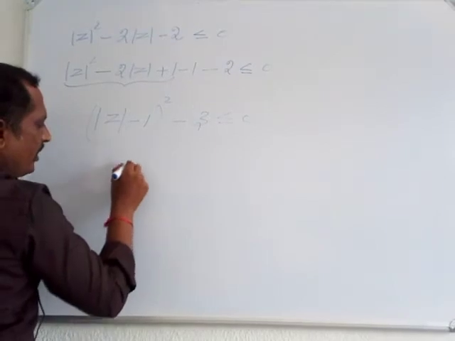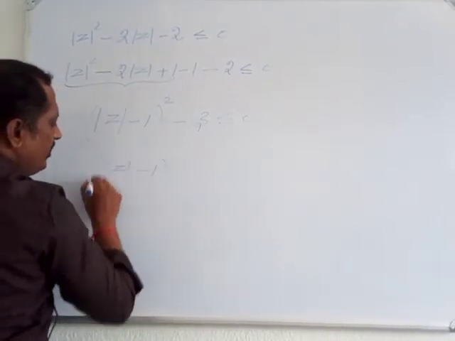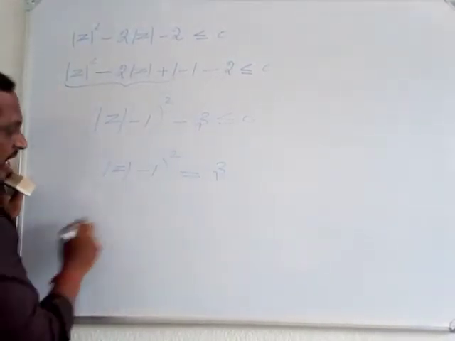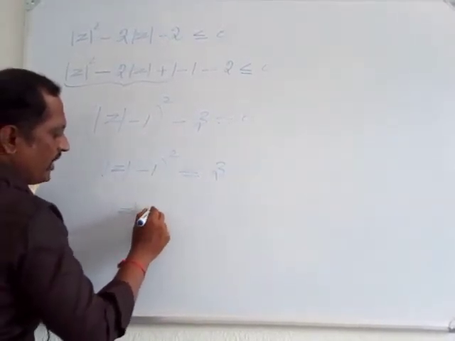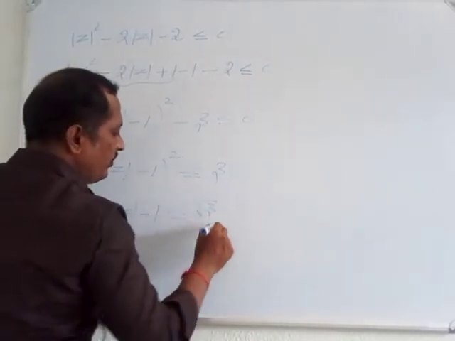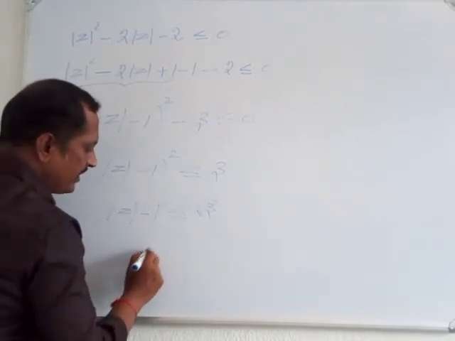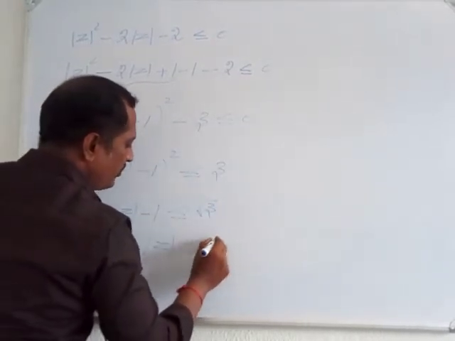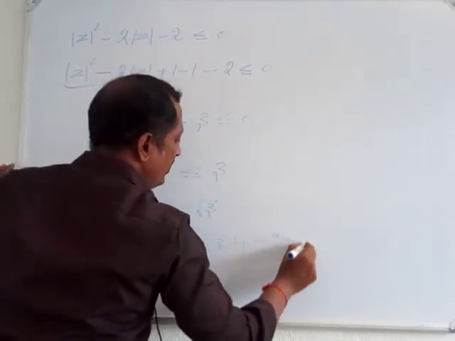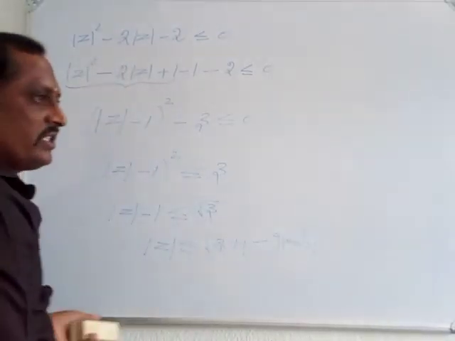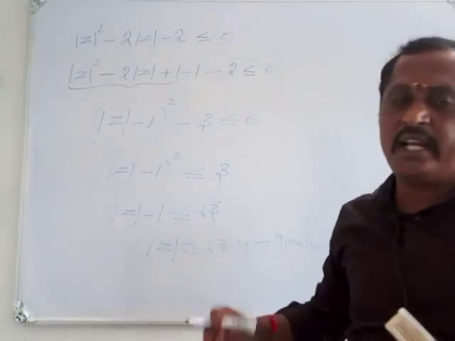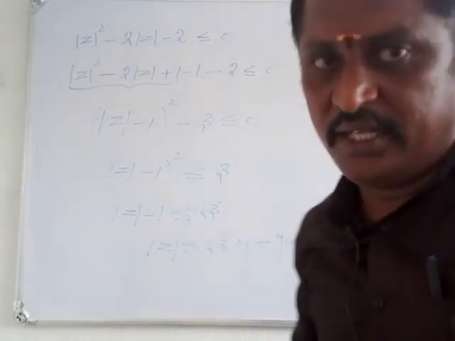This implies modulus of z minus 1 the whole square is less than or equal to 3. Taking root on both sides, we get modulus of z minus 1 less than or equal to root 3. This minus 1 goes to the right side as plus 1, so less than or equal to root 3 plus 1. So this is the greatest value. So the least value and greatest value are root 3 minus 1 and root 3 plus 1.